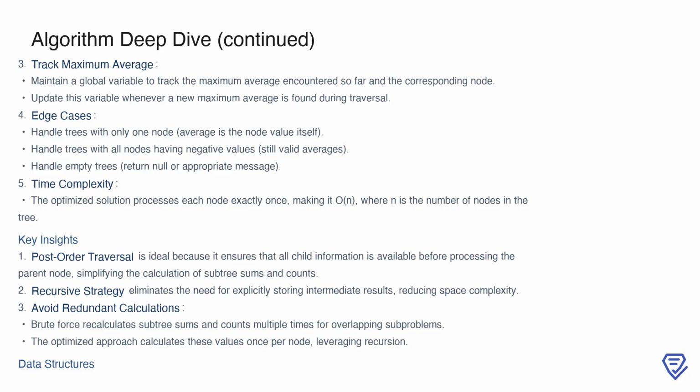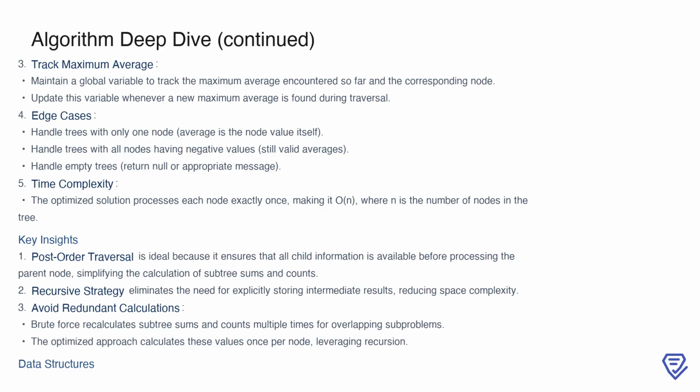Additionally, we need to handle edge cases carefully. For example, if the tree contains only one node, the average is simply the value of that node. If all nodes in the tree have negative values, the algorithm should still work correctly since averages can be negative. For an empty tree, we can return an appropriate result, such as null.